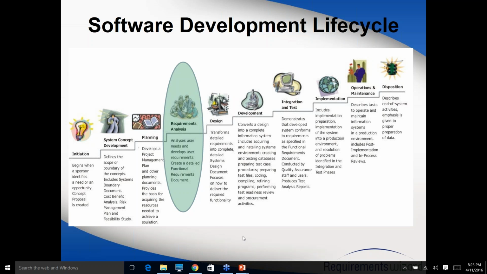Right. These two things are coming from your customers. The initiation and the system concept development is generally done by the customers who want us to build a system or a solution. Planning is always done by the PM, and maybe the BA might be involved a little bit, but typically the onus lies on the PM to do the planning. The project manager will be hired in this phase so that he or she can start the planning of the project. When I say planning, there are a lot of documents which will be created as part of the planning phase.